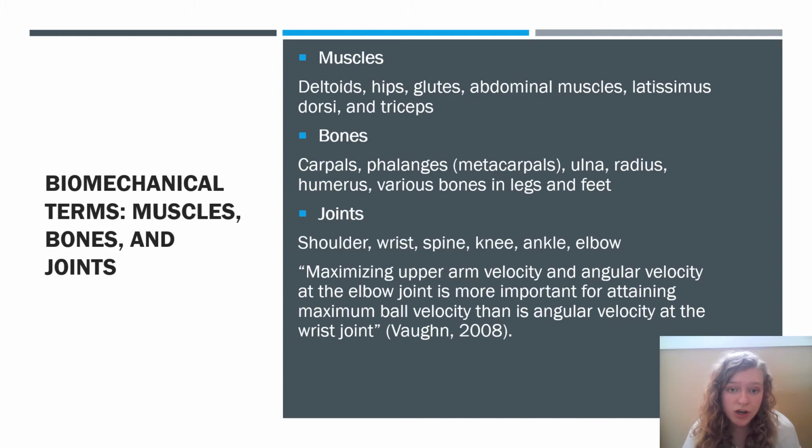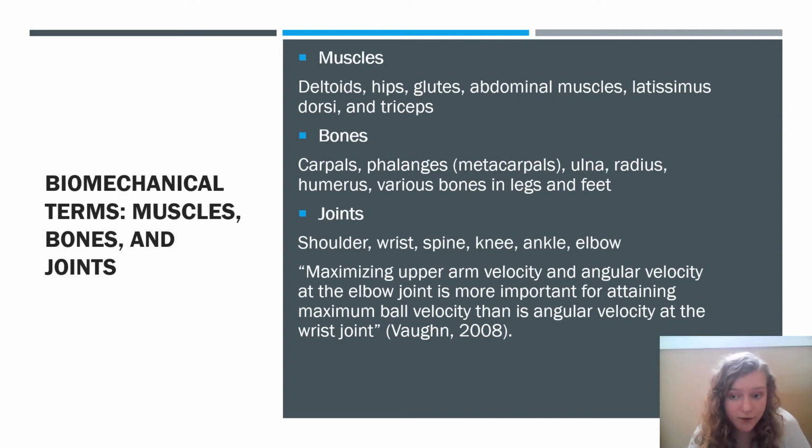So for muscles, you're going to have your deltoids, hips, glutes, abdominal muscles, latissimus dorsi, triceps, and some other ones too, but those are the main ones. And for bones, you're going to have your carpals, your metacarpals, your ulna, radius, humerus, and various bones in the legs and feet. But for this presentation, we're just focusing more on the arm.